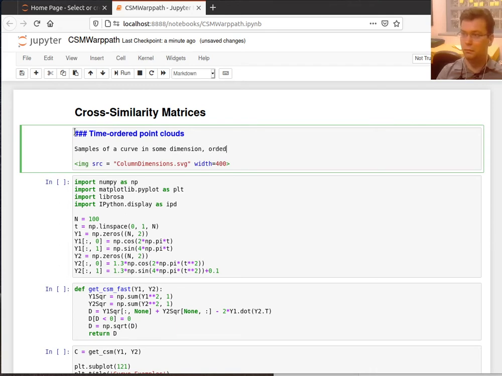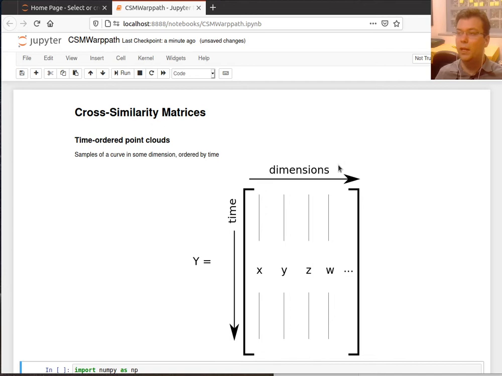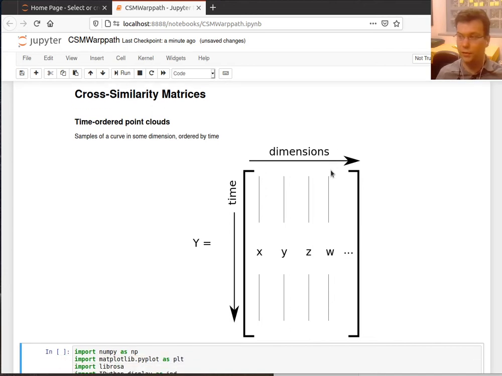ordered by time. Okay. So the curve traces out some path over time, and I'm going to sample the points. Now the way I arrange the points is actually in a matrix. So each point is in some space with some number of dimensions. Every dimension is a different column of this matrix, and every sample is a different row.